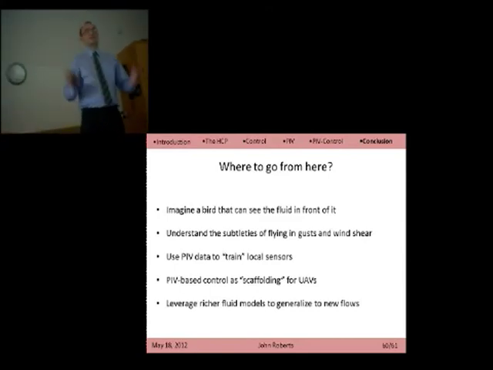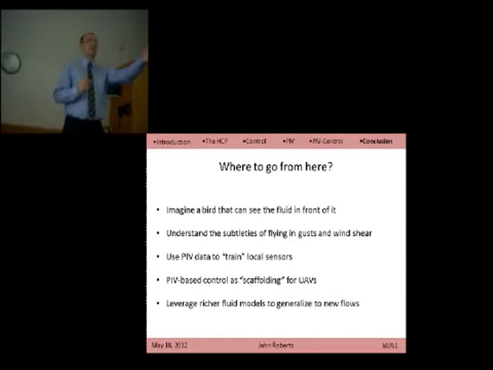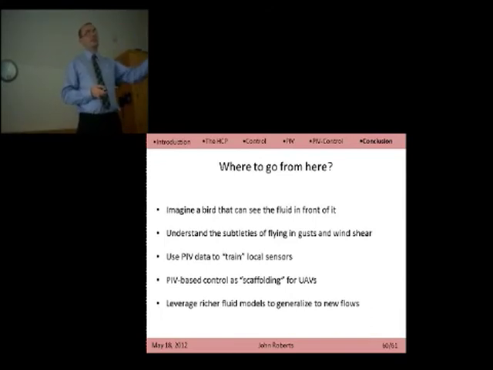Then if you want to figure out, okay, how well can I do getting rid of PIV and just looking at these pressure sensors, you have a handle on that. And that's why we say it can be scaffolding for that kind of problem.